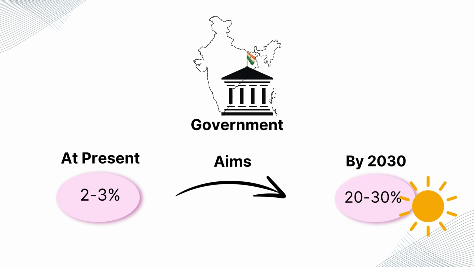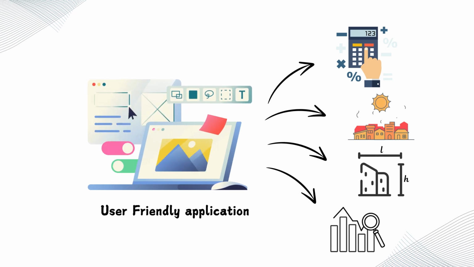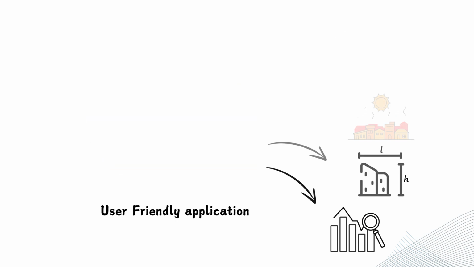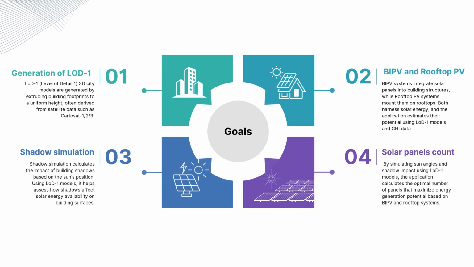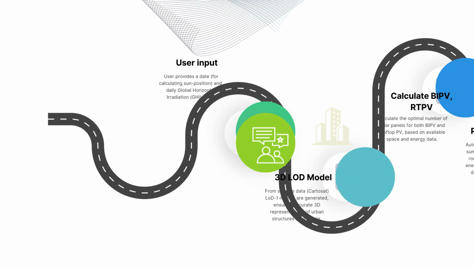To overcome this problem and fulfill the national government's aim to generate 20 to 30% of total energy from sunlight by 2030, we designed an application that calculates the BIPV and rooftop PV energy potential for a particular building according to incident solar energy for that day. The goals of our project are generation of LOD-1 3D city model, BIPV and rooftop PV calculation, shadow simulation, solar panels count. There are mainly 4 steps.